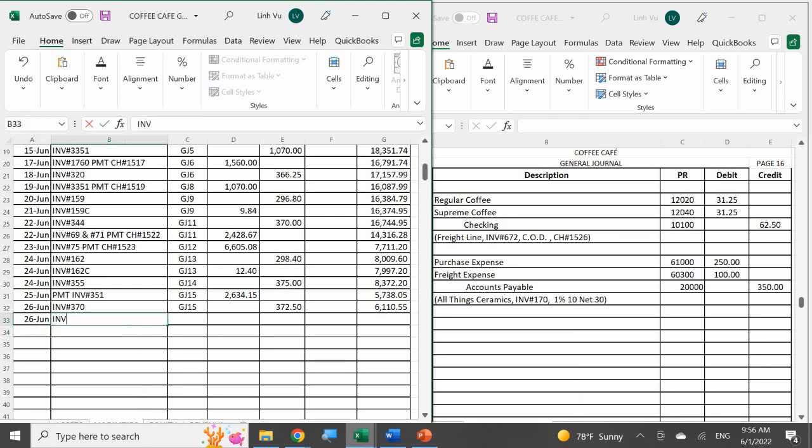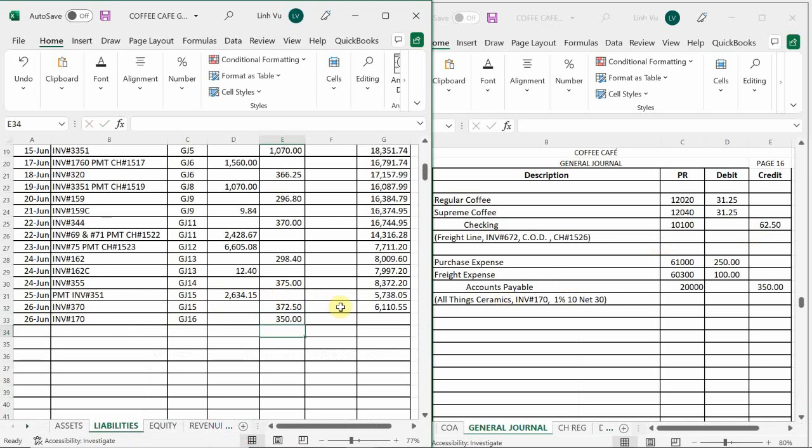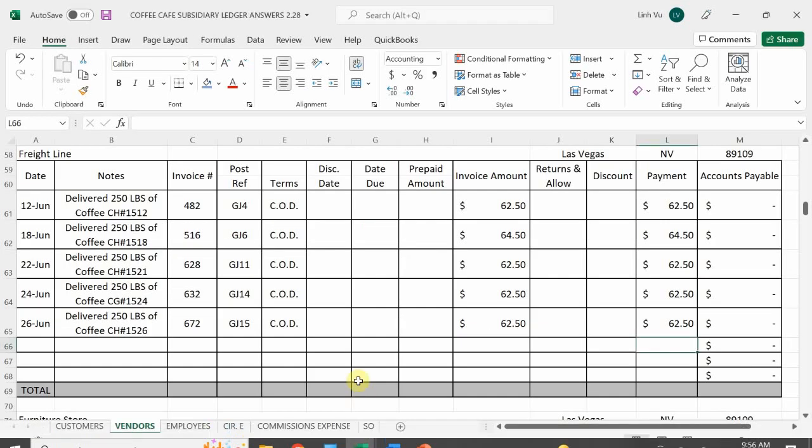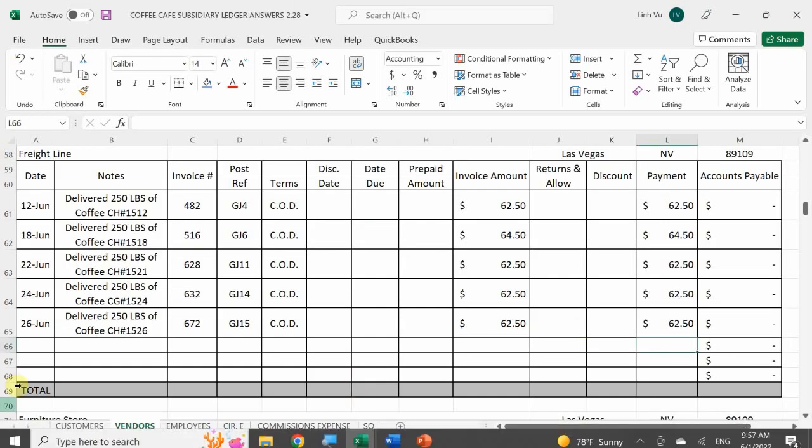Invoice number 170, I increased it by $350. So therefore, I now owe a grand total of $646,460.55. And I now need to update my subsidiary ledger because I now owe All Things Ceramics more money. So, subsidiary ledger.